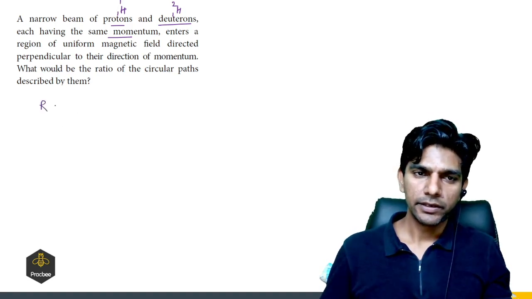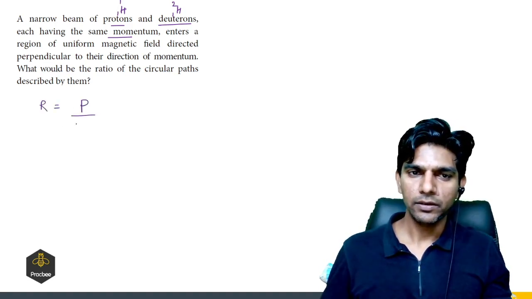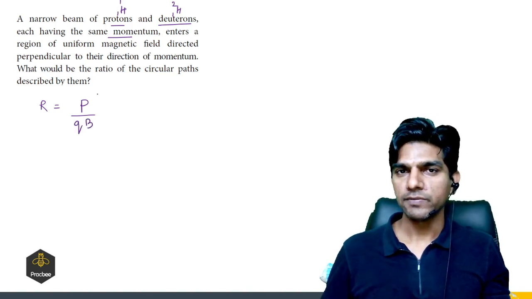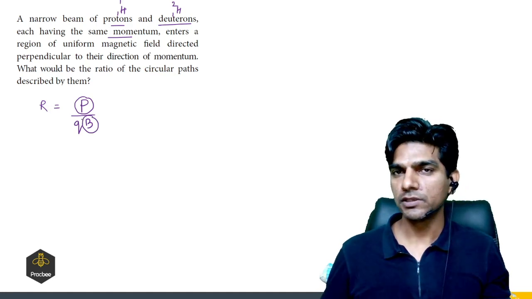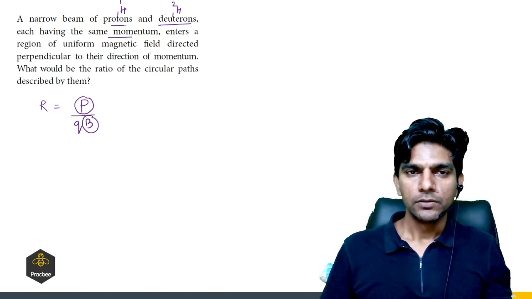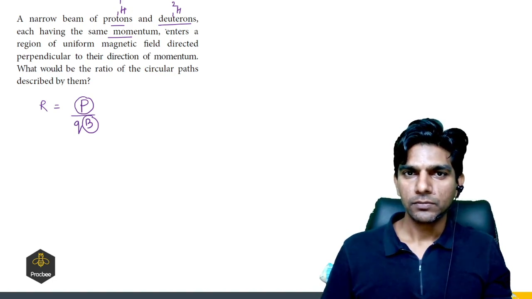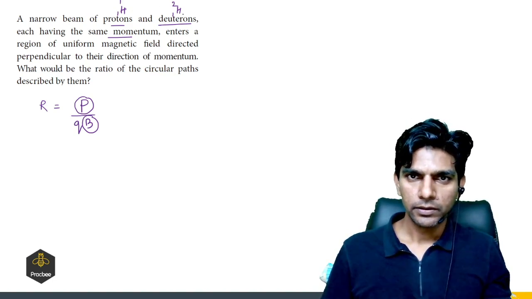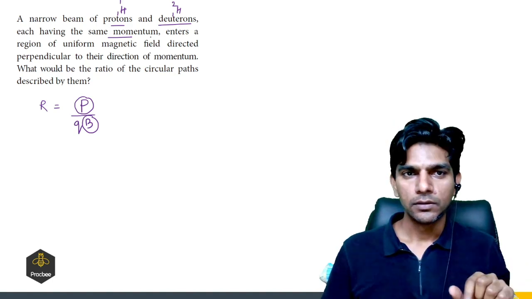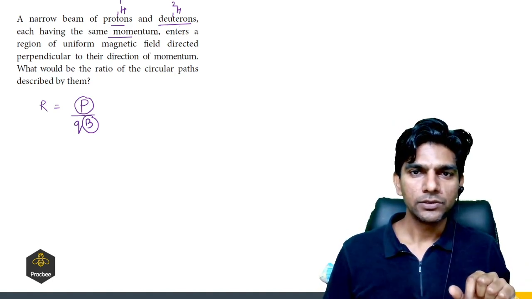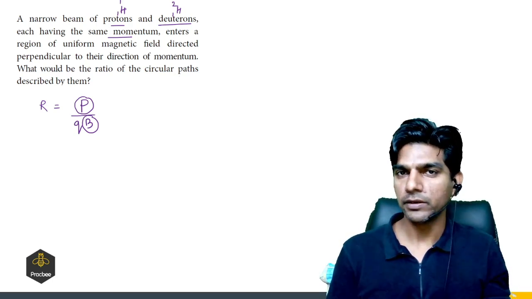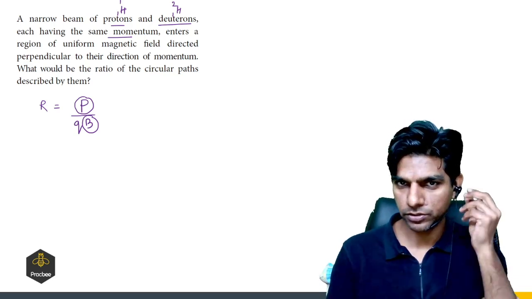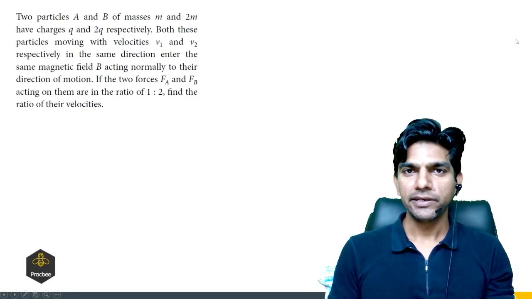So we know that radius is given as p upon qB. They have the same momentum, and the magnetic field is the same. So radius is inversely proportional to the charge. So we have to find the ratio of the circular paths. They will have the same radius, there won't be any difference, because they have the same charge. Right, so now let us see another illustration.